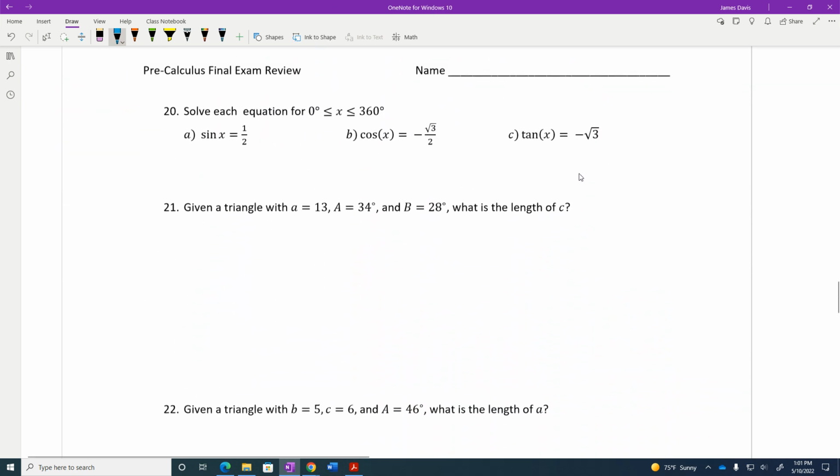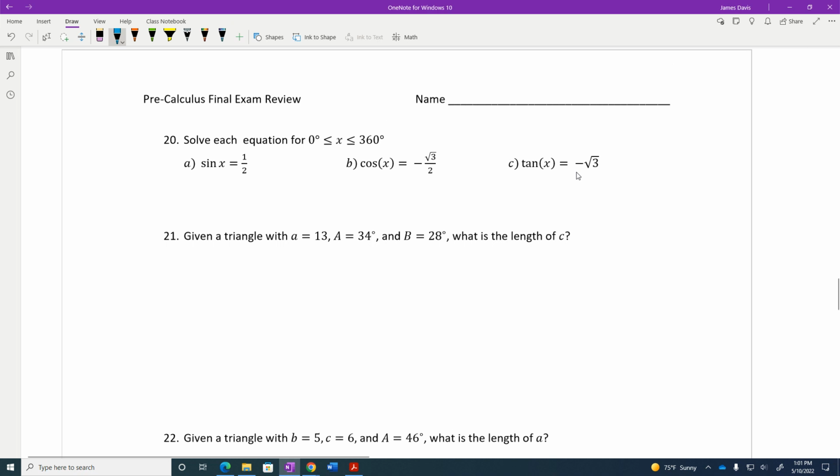All right, number 20. So with this part, what do you think we're going to want to look at? Where should we look for help on number 20? Those numbers look familiar at all?